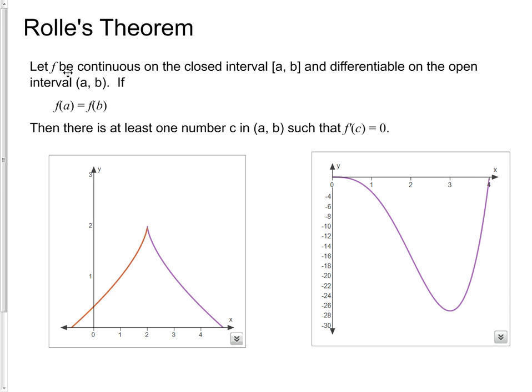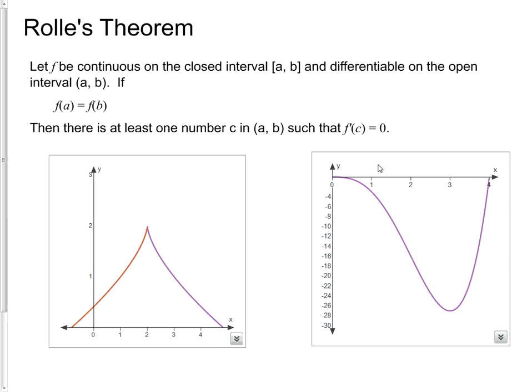It says let f, the function, be a continuous function on a closed interval a to b, and differentiable on an open interval from a to b. If f of a is equal to f of b, then there is at least one number c contained in a to b such that f prime of c is equal to 0. Well, what are they really saying right here? Let's take a look at a graph where this applies.